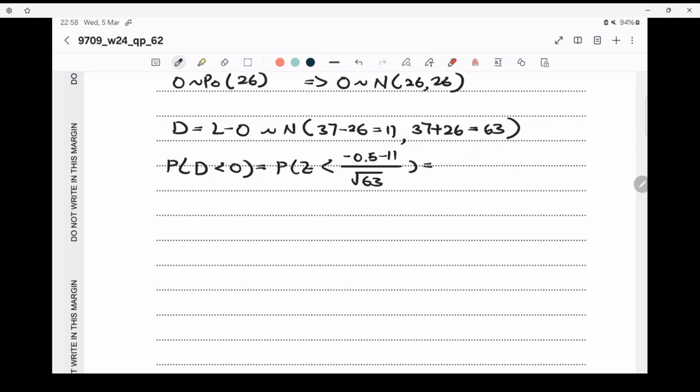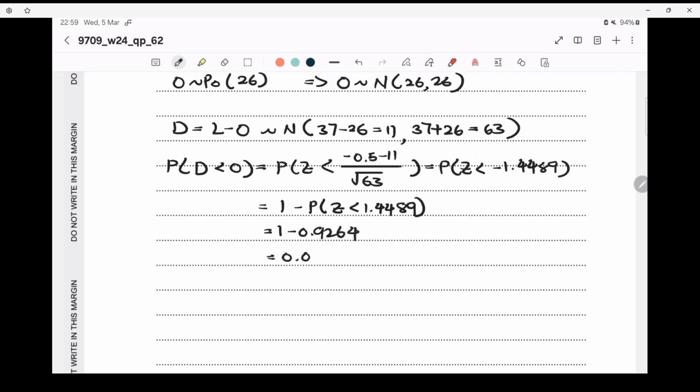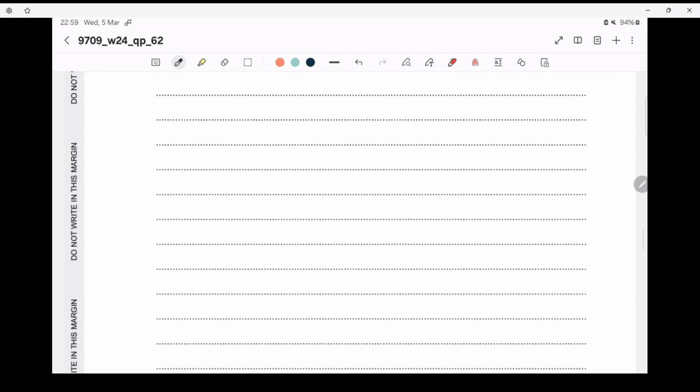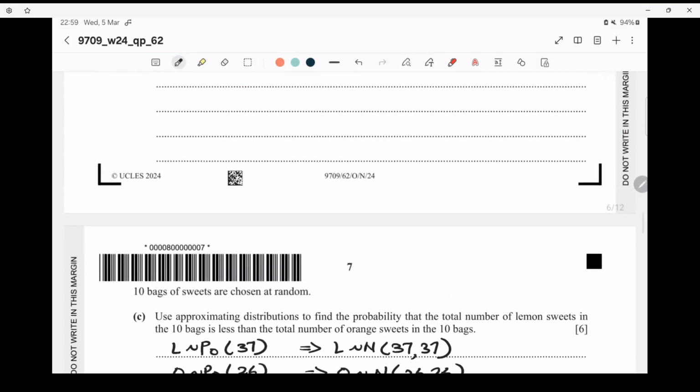If you perform this calculation, you should get minus 1.4489, and because your table cannot read that, you need to change it. So try to find that value. That will be 1 minus 0.9264, and this is 0.0736. So that will be your answer. Yep.